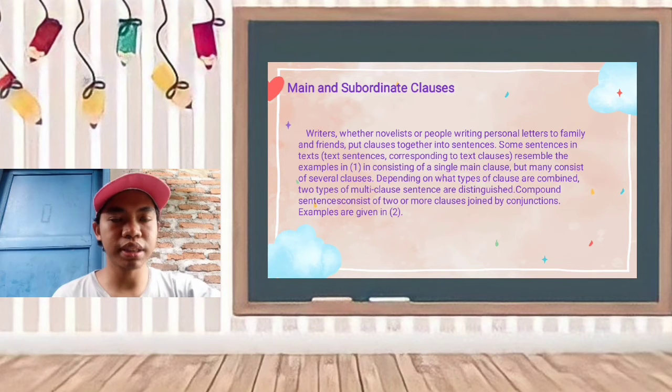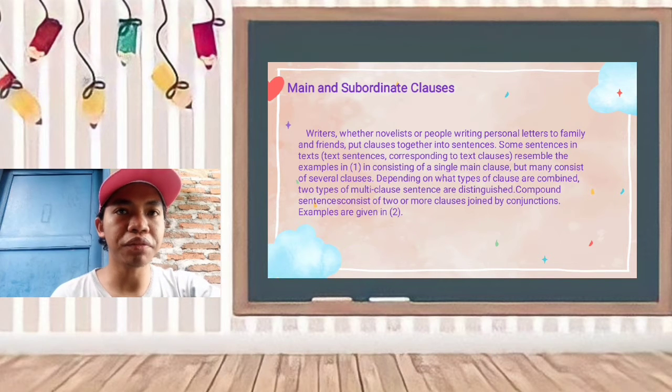Main and subordinate clauses. Writers, whether novelists or people writing personal letters to family and friends, put clauses together into sentences. Some sentences in text, corresponding to text clauses, resemble the example in 1 in consisting of a single main clause, but many consist of several clauses, depending on what type of clauses are combined. Two types of multi-clause sentence are distinguished. Compound sentences consist of two or more clauses joined by a conjunction. Examples are given in 2.